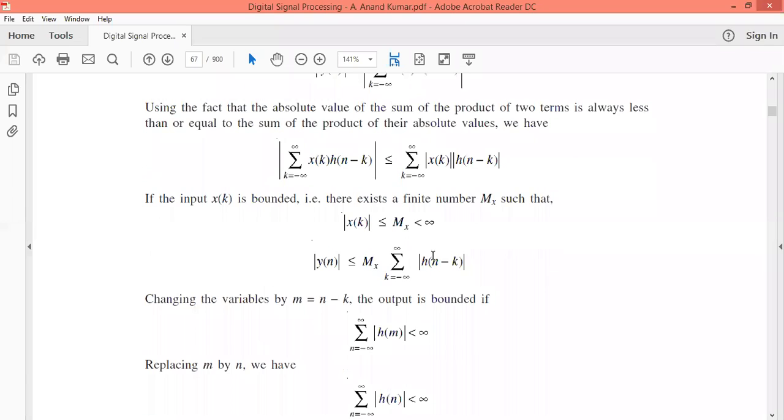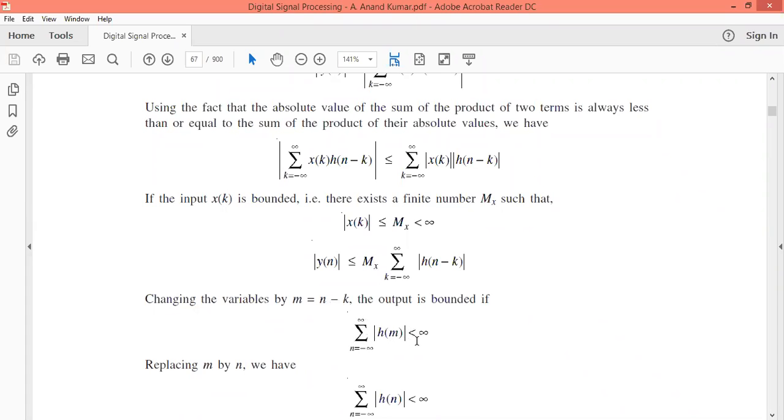Now we change this variable. Substitute m is equal to n minus k. Now if you substitute m is equal to n minus k, this can be written as the summation from n equals minus infinity to plus infinity, where k is some constant.